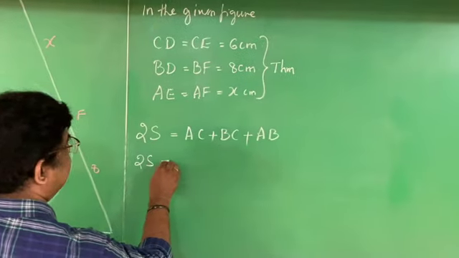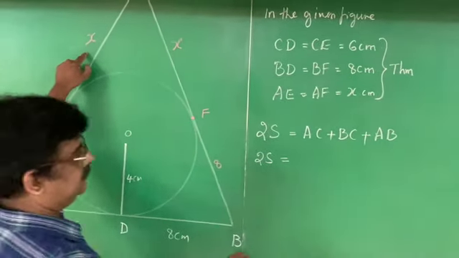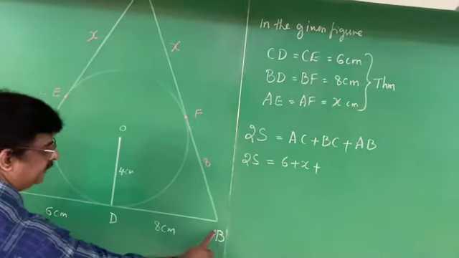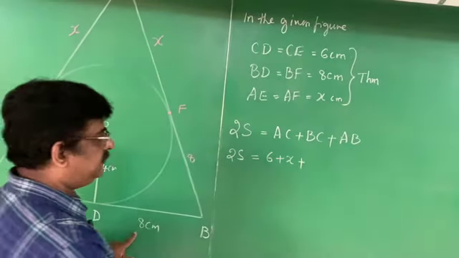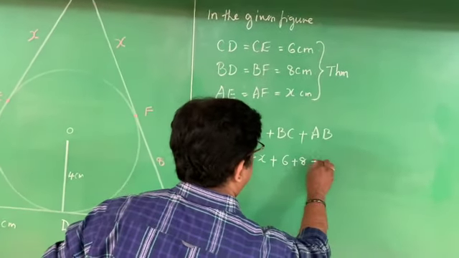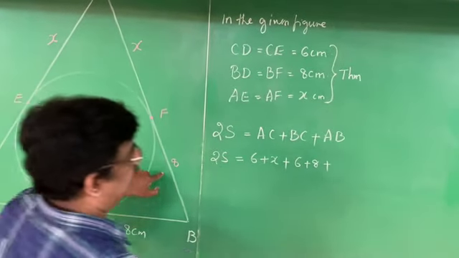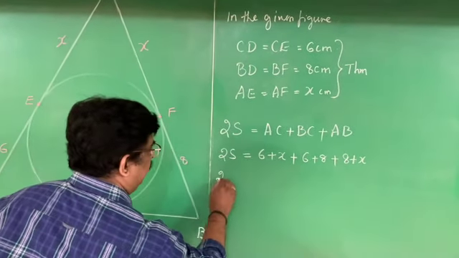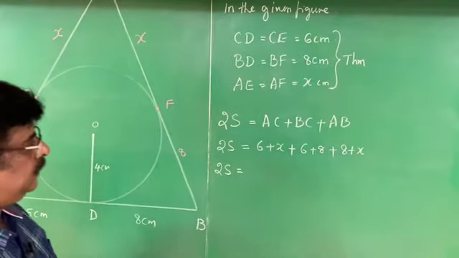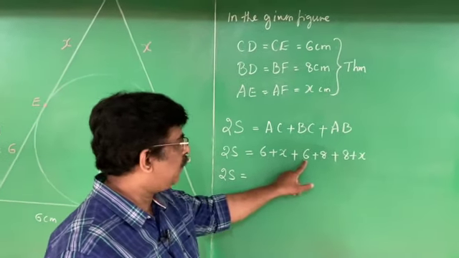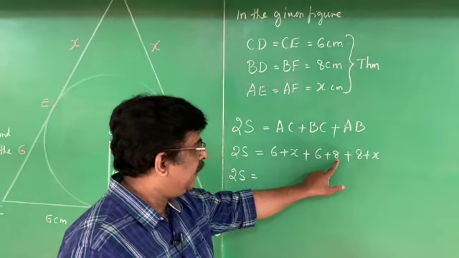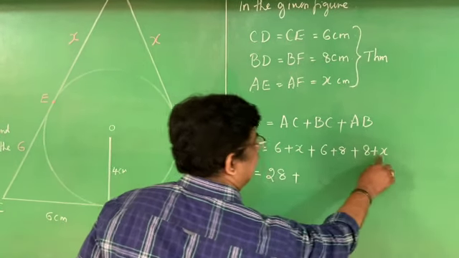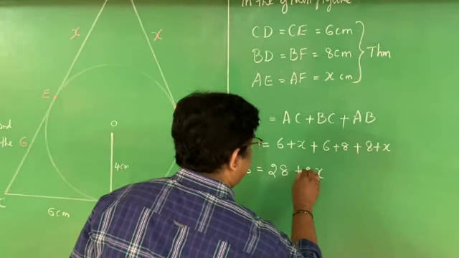2s is equal to, what is AC? AC is 6 plus x. What is BC? BC is the full length, it is 6 plus 8. I write 6 plus 8 only. Plus, what is AB? AB is 8 plus x. Therefore, 2s is equal to, now you have to add. 6 plus 6 is 12. 12 plus 8 is 20. 20 plus 8 is 28. Plus x plus x is 2x.